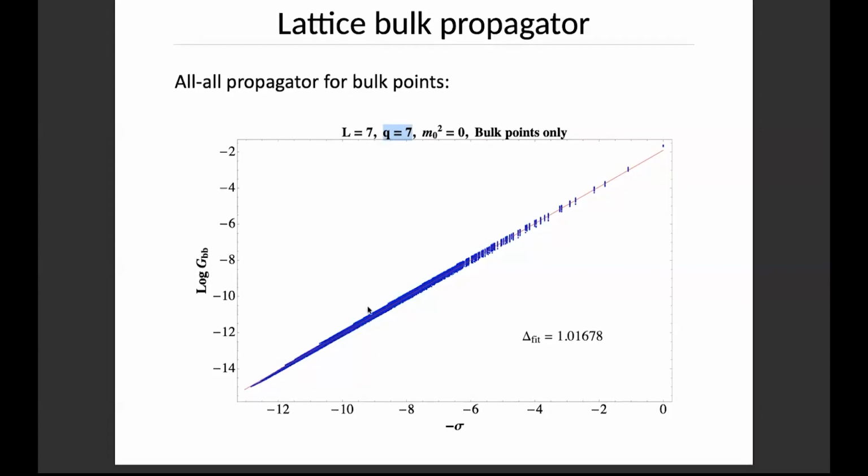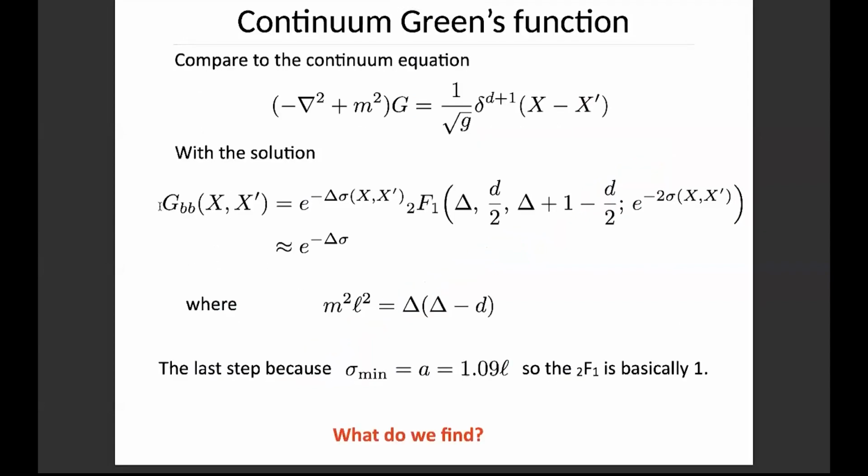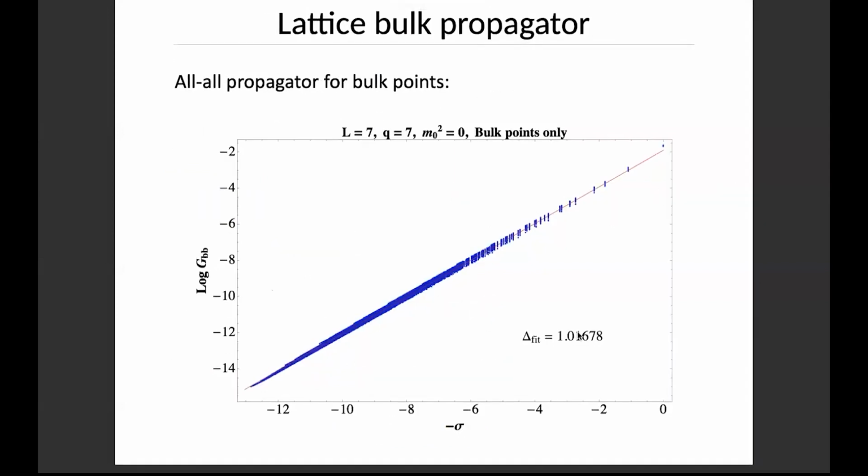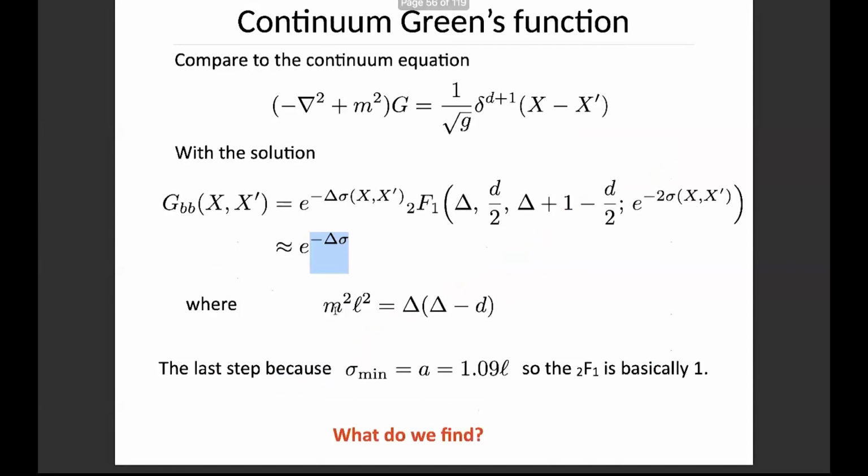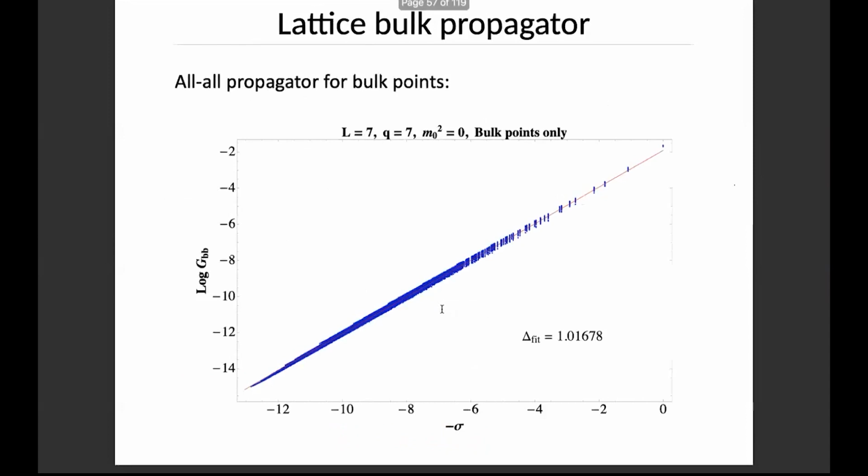So if you do that, we expect to find, when we look at the log of this object, that it should just turn into a line with slope delta. Again, for the massless case, where m is equal to 0, since little d, we're in the 2D case, is 1, we expect the slope here to be 1 to make this 0. And what do we find? We find exactly that. We find the fit is basically 1.